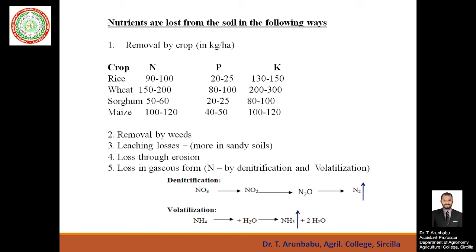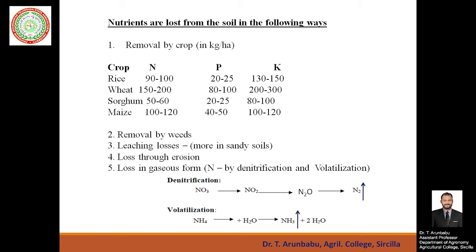So it can be observed mostly in the sandy soils. So through leaching, when the water is lost, along with the water the nutrients also may be lost from the soil. And the nutrients may be lost through erosion also. Erosion is nothing but the loss of the top soil. So along with the soil particles, the soil nutrients also can be lost.